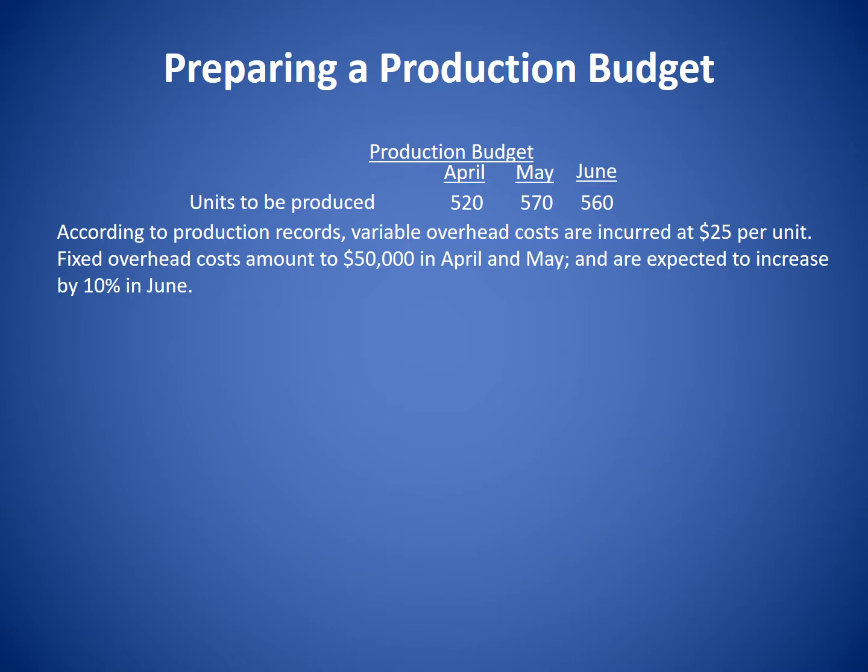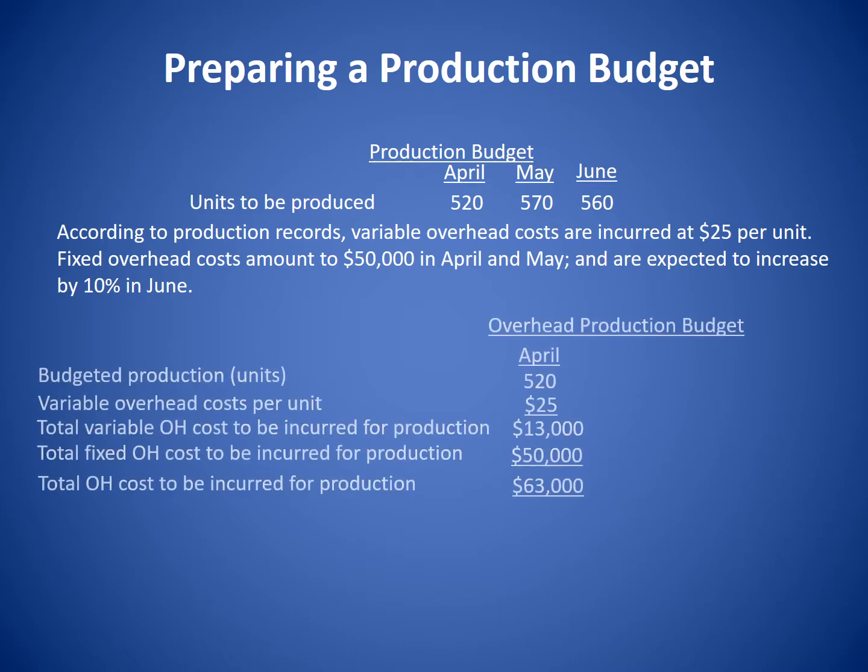Now we need to calculate the overhead costs that are also going to be necessary to support our production efforts. And again, we see our production budget with units to be produced for April, May, and June. Again, according to our production records, variable overhead costs are incurred at $25 a unit. Fixed overhead costs amount to $50,000 in April and May and are expected to increase by 10% in June. So now we can do our calculations.